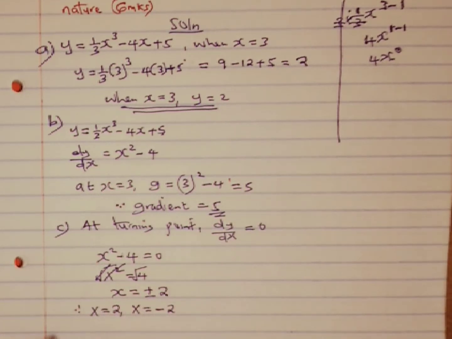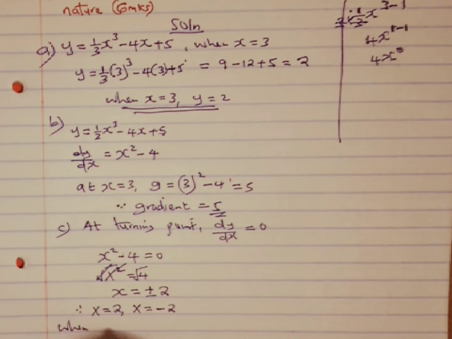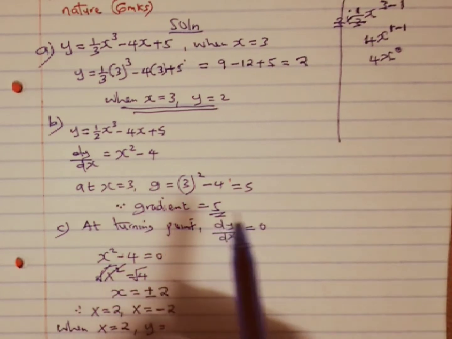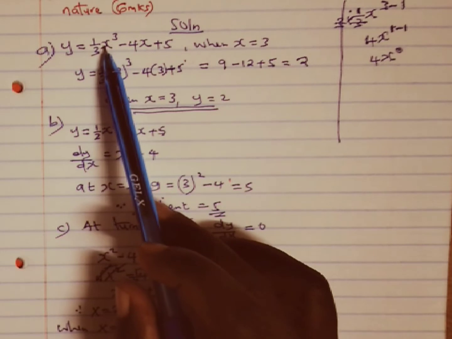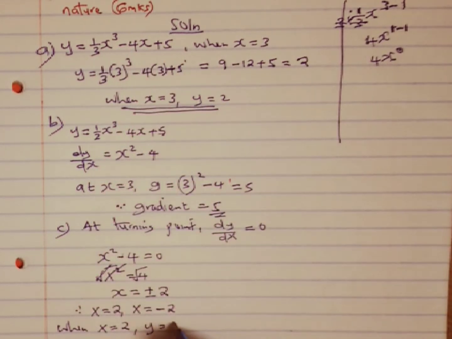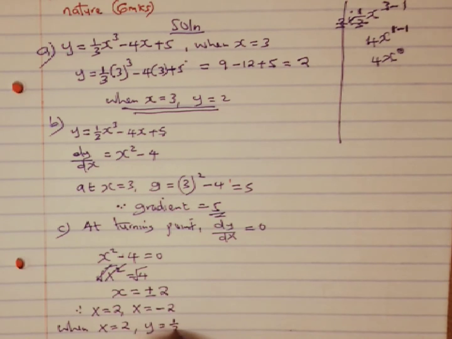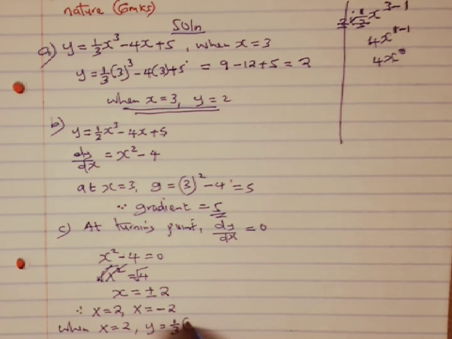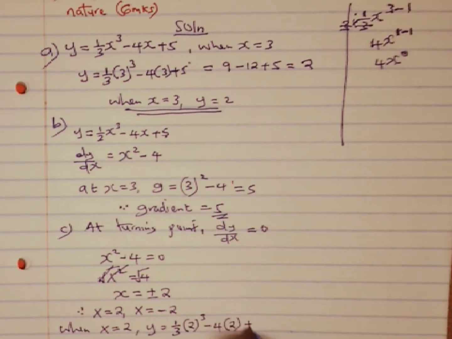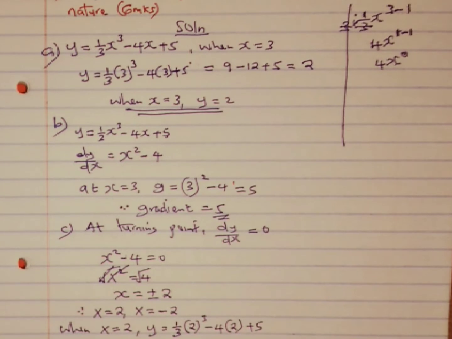We know that when x is equal to positive 2, we can get the value of y by substituting this value of x into the main function, which is a third x cubed minus 4x plus 5. And for us to get y, we take a third into x, which is 2, but that 2 is cubed, minus 4 into the value of x, which is 2, plus 5.